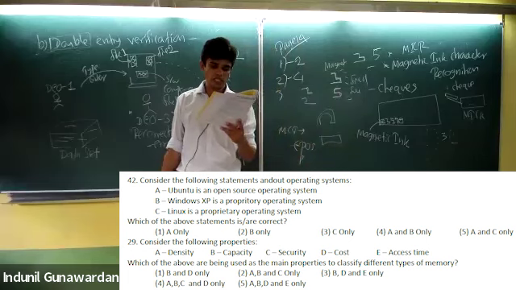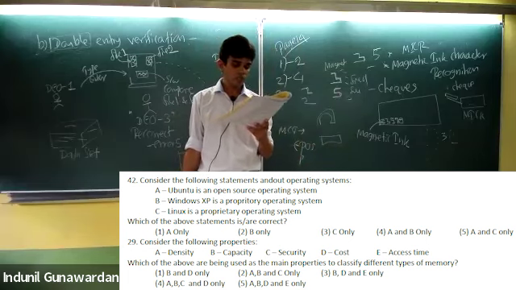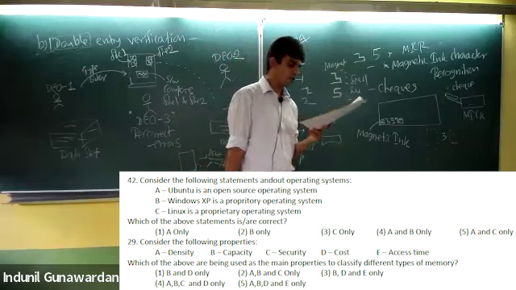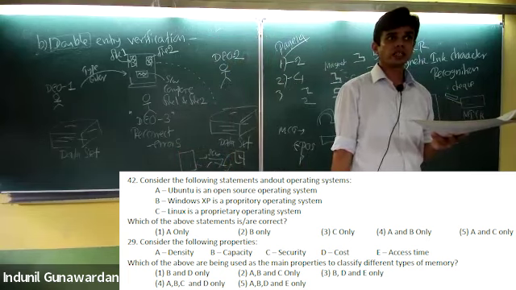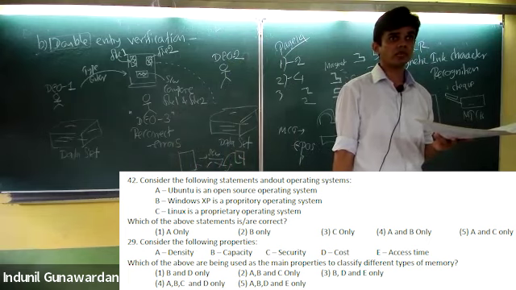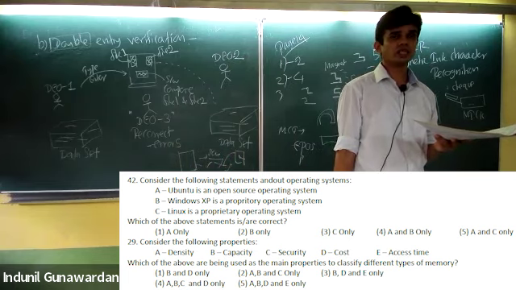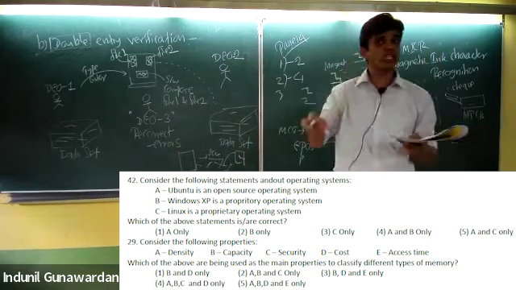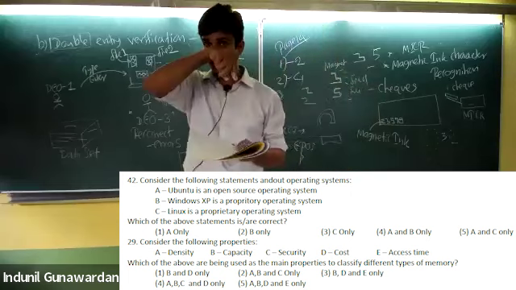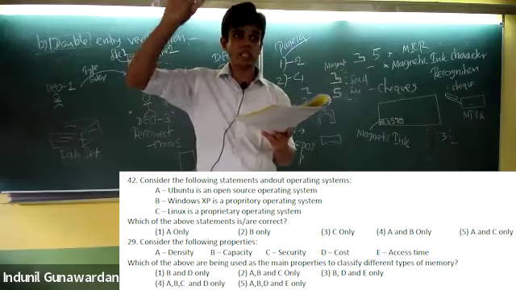Then 29. Consider the following properties. We know this well. Which of the above are used as main properties to classify the types of memories? Density. We did about memory density, right? Which one is highly dense? DRAM, the SRAM. Memory density is higher in DRAM than SRAM. If so, DRAMs are large in size or small in size? Physical size. Small. Sorry. Then memory density will categorize the memories.